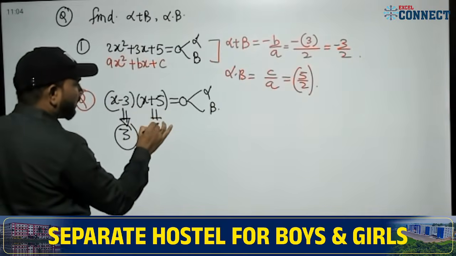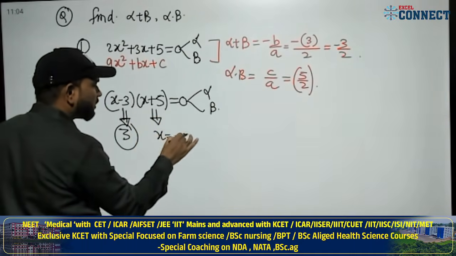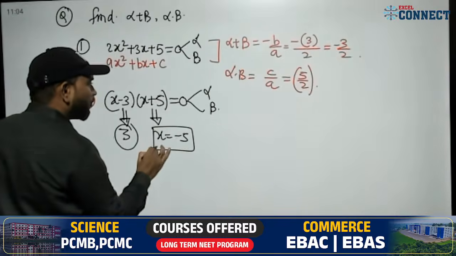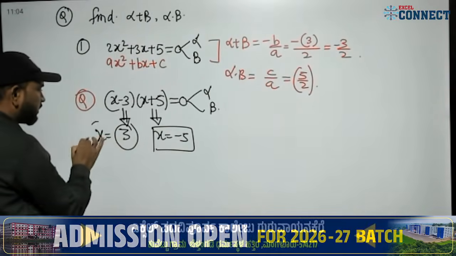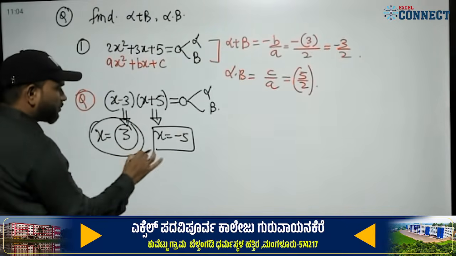The other root: x is equal to what? Here it is minus 5. So the other root is this. Or you can say one root is this, so we can say alpha is equal to 3, and this is beta.